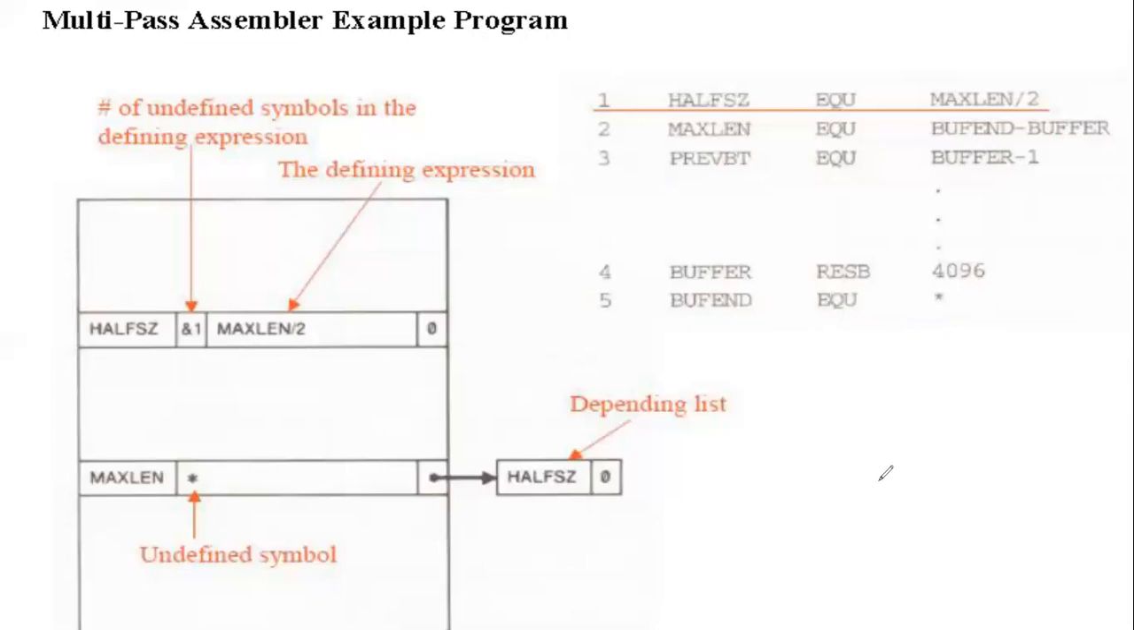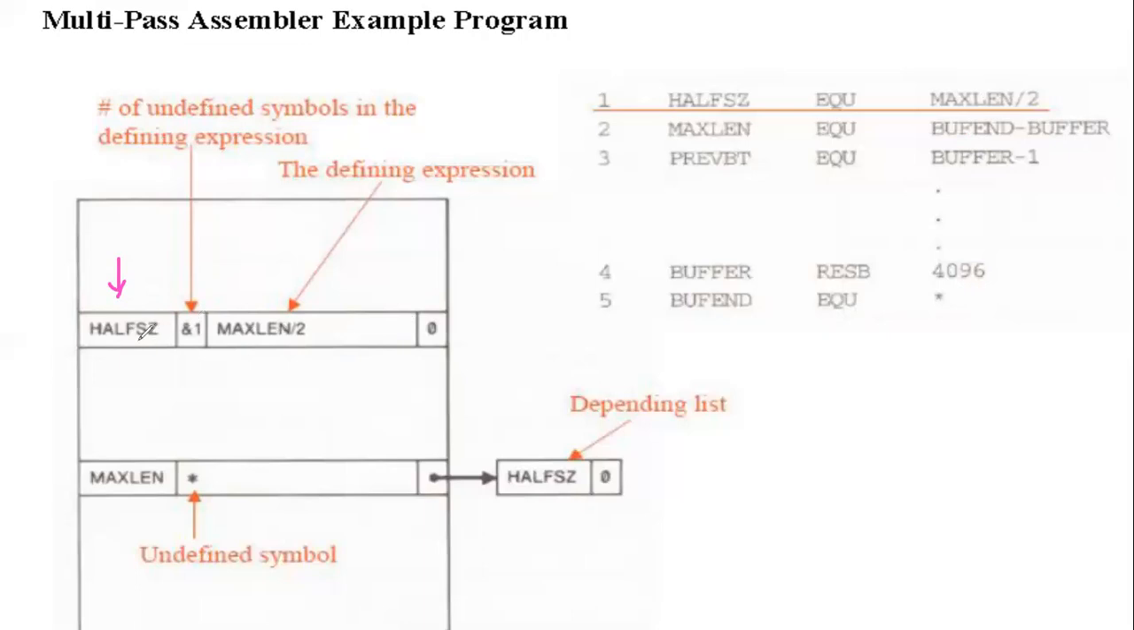Fine. First we consider this first example. Half size is equal to maximum length divided by 2. Half size is an operand and I don't know its value, so I will place it in the symbol table. There are 3 sections exactly. This is the symbol name, this is the number of undefined symbols in the defined expression, and this is the expression place. So here, how many values are undefined? That we need to mention over here.